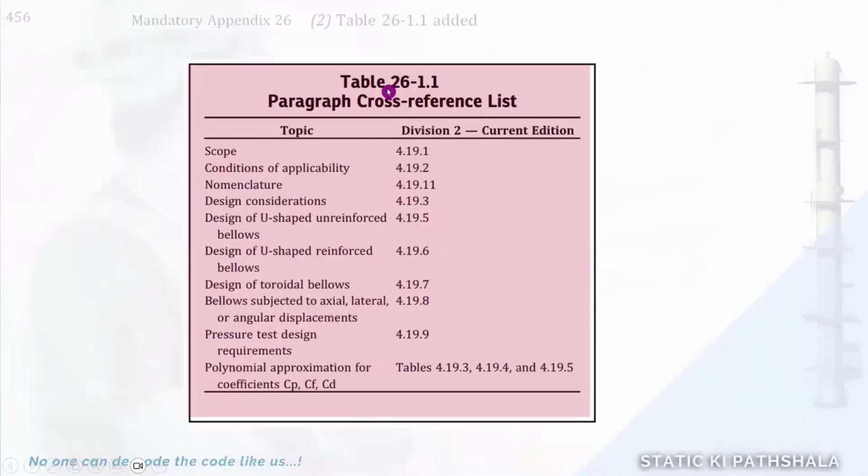So here you can see in mandatory appendix 26, this table has been newly added. What does that tell us? That for the scope you have to refer to 4.19.1. So at multiple locations, you can see now the division 2 references have come. So can we say that they are slowly eliminating things from division 1 and directly referring to division 2? So maybe in the very near future, we can see that division 2 could be the reality.